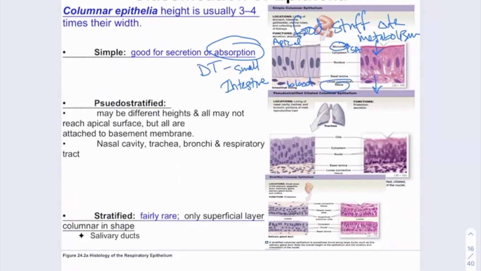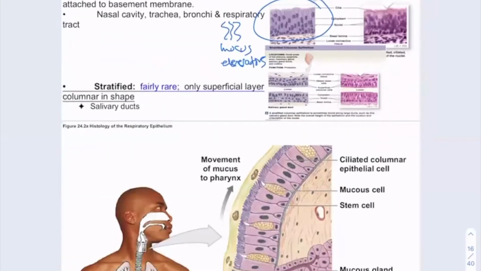Pseudostratified ciliated columnar. It's kind of stratified in some places, but not in others. That's this right here. They're little cilia hairs, and those are those little mucus elevators, as I like to call them. And that's in the respiratory tract. And then stratified columnar, excuse me, is again exocrine glands, only in a few salivary glands.